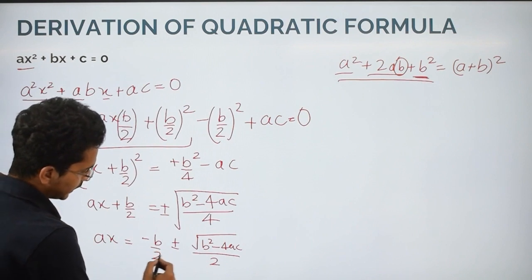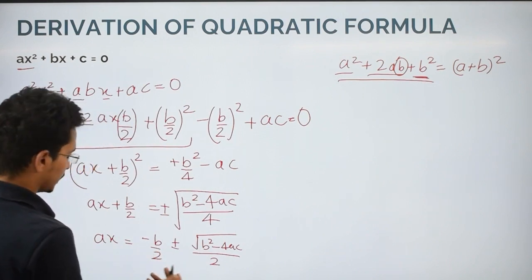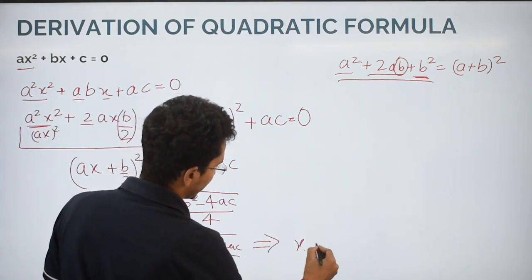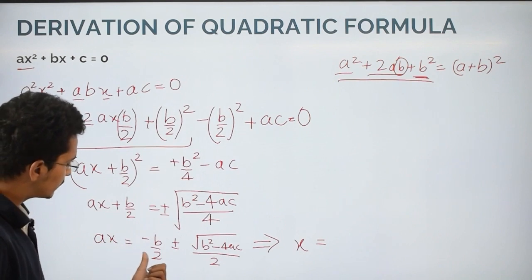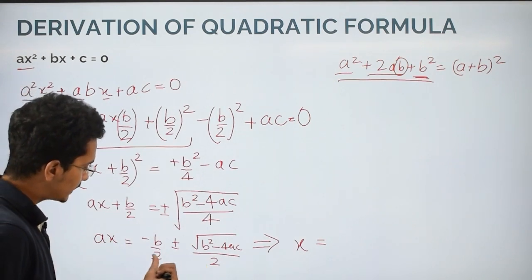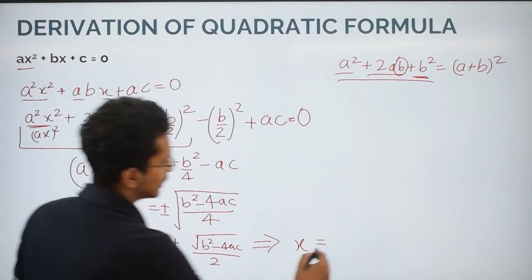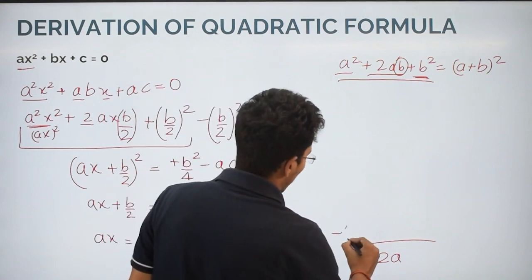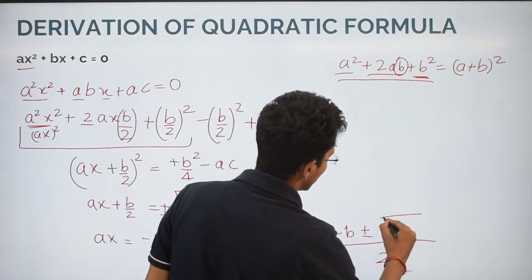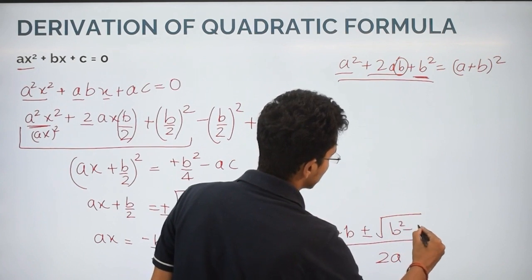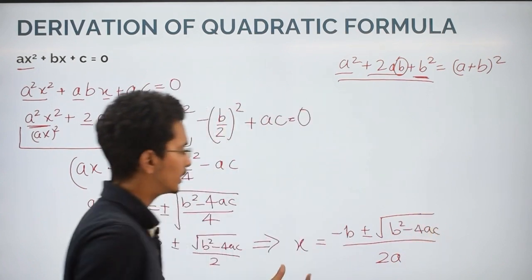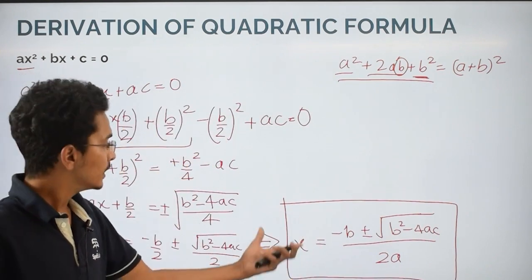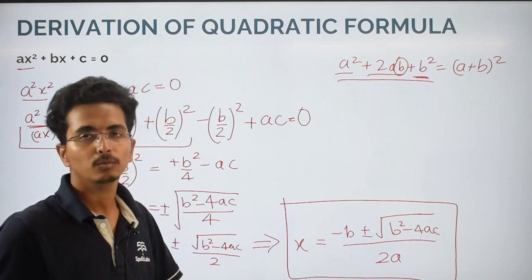If you take the LCM, this 2 can be written alone, and if you take this a down, we finally get the value of x. The value of x will be, taking the LCM as 2 and bringing a down, 2a in the denominator. In the numerator it is minus b plus minus under root of b square minus 4ac. That we have to learn. This is a very important formula to find the roots for any quadratic equation. This is also called Sridharacharya's formula.